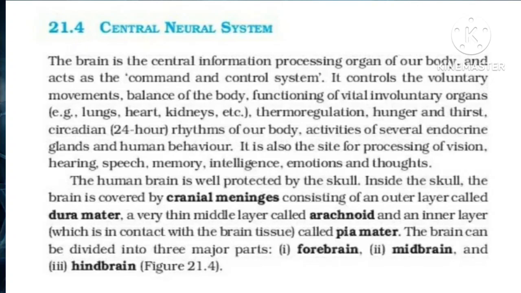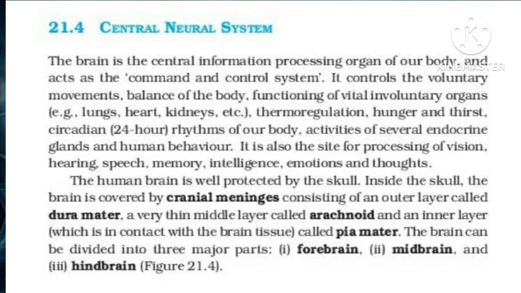The human brain is well protected by the skull. Inside the skull, the brain is covered by cranial meninges consisting of an outer layer called dura mater, a very thin middle layer called arachnoid, and an inner layer which is in contact with the brain tissue called pia mater. The brain can be divided into three major parts: forebrain, midbrain, and hindbrain.